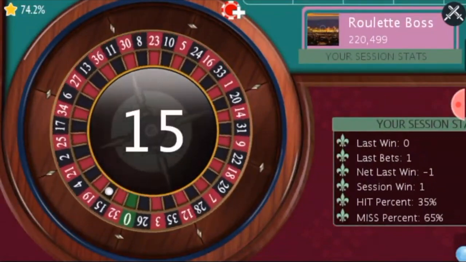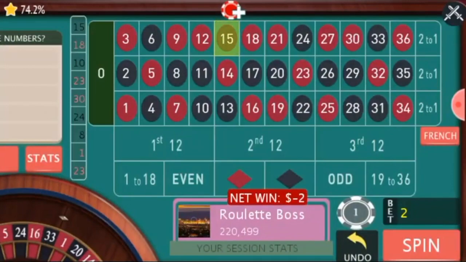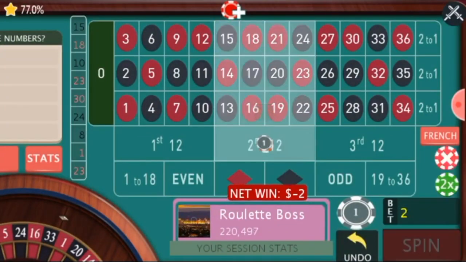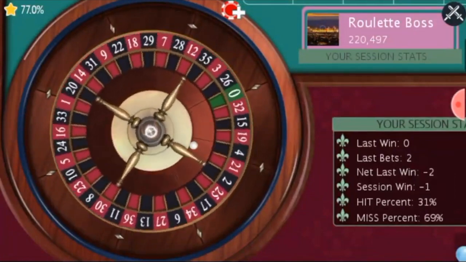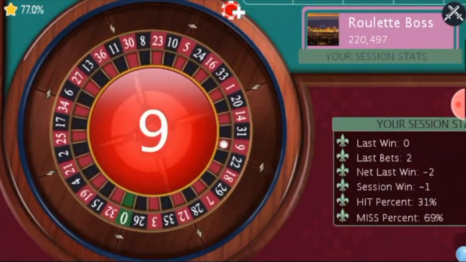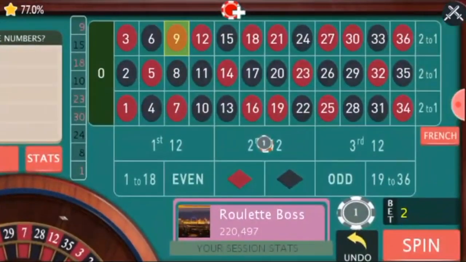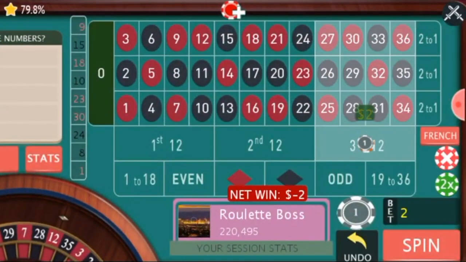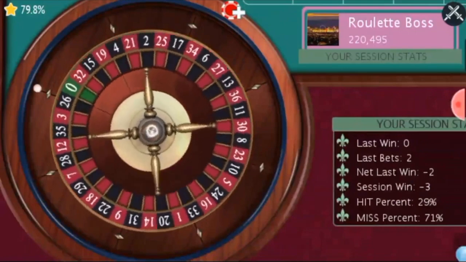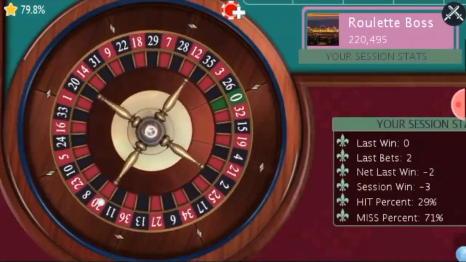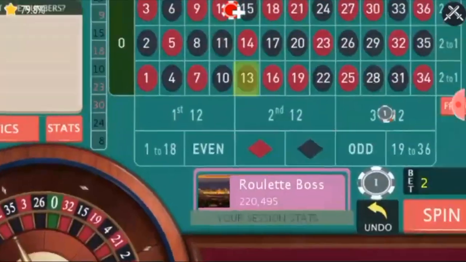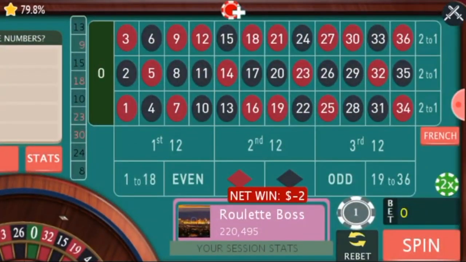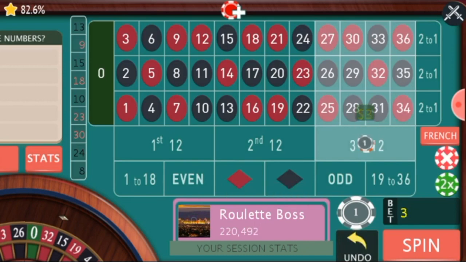We lose on spin number 1, spin number 2, lose on spin number 2, spin number 3. So we lose on spin number 3, we therefore have no choice but to increase our bets by 1 unit. So our base bet is now at 3 units.